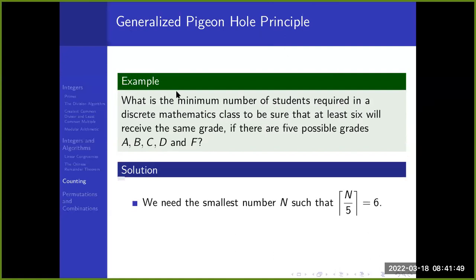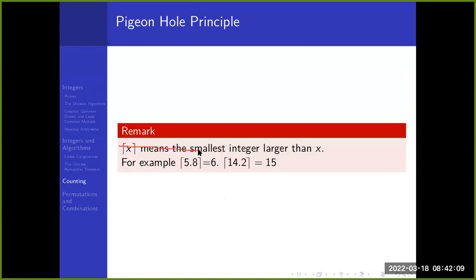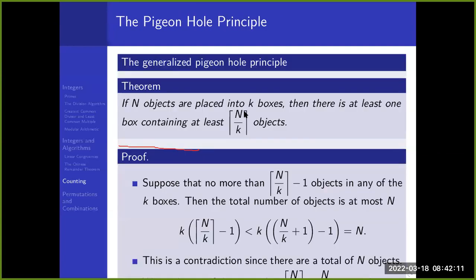So here is an example where you can apply the generalized pigeonhole principle. It says, what is the minimum number of students required in a discrete maths class to be sure that at least 6 will receive the same grade if there are 5 possible grades? So go back to the theorem. You need to figure out what are the objects and what are the boxes.